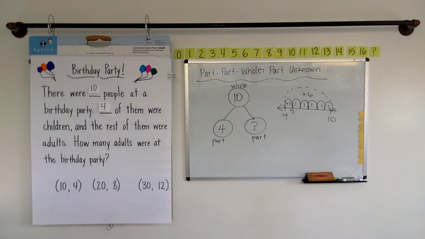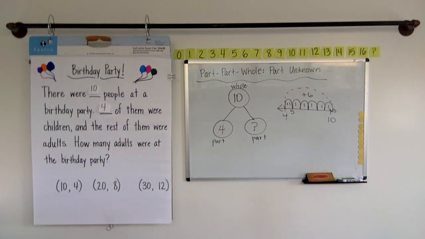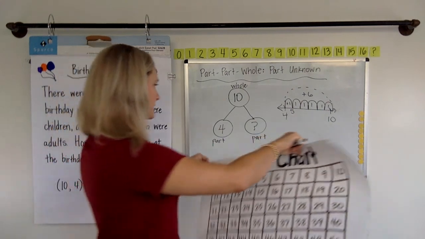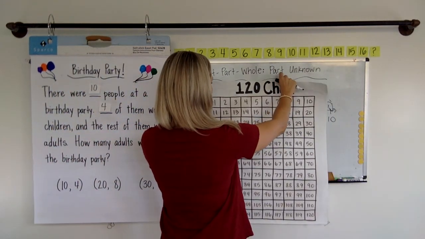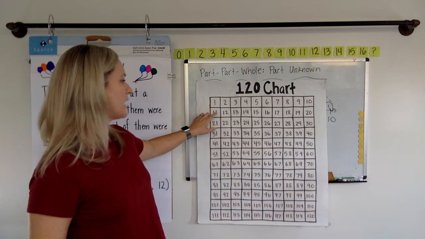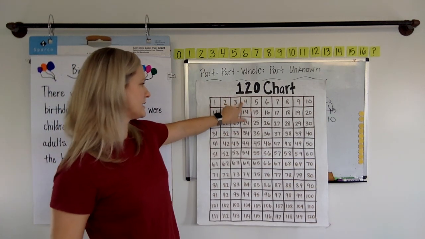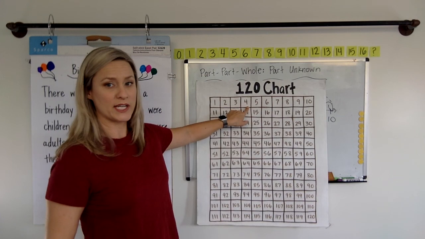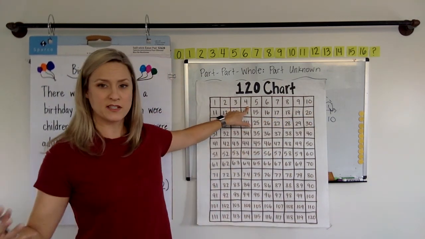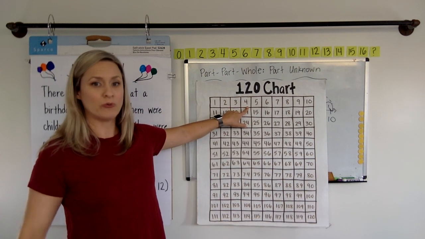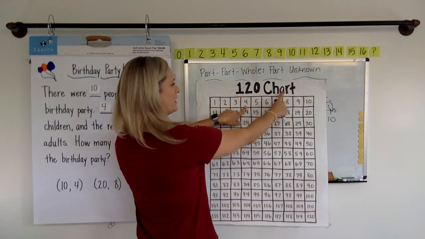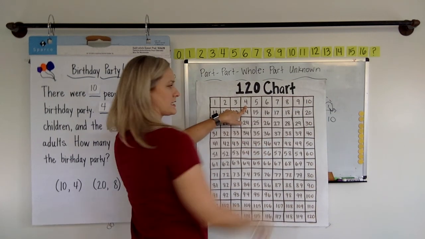We could also have them think about a 120 chart. So here is my 120 chart. So if you want to have them look at this as a tool, they all have them, right? So if we know that 4 kids are at the party and we know that there are 10 party goers, how many hops would we have to take to get to 10? That will show us how many adults there are. So ready? 1, 2, 3, 4, 5, 6.